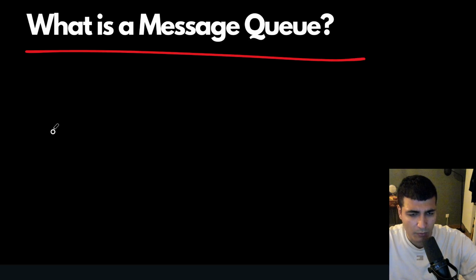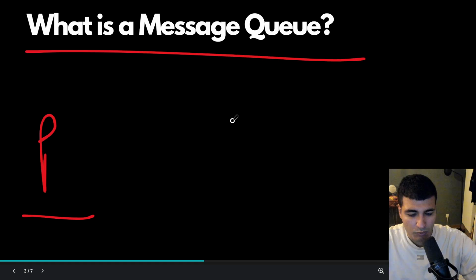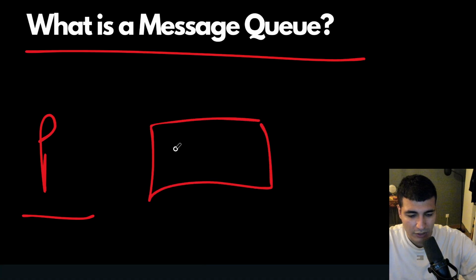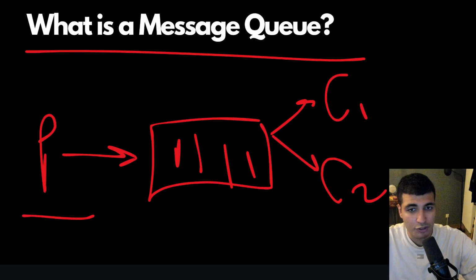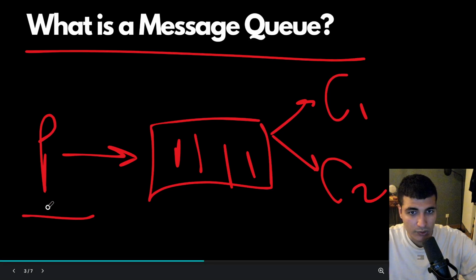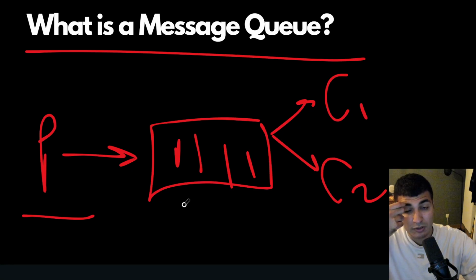How does this work? We have a producer and our queue, which will have the messages that the consumers C1 and C2 will pull. When the producer sends the event or message to the message queue, the consumers can pull them and get them. So again, a message queue is an asynchronous communication pattern where producers place messages which represent tasks or events onto the queue.